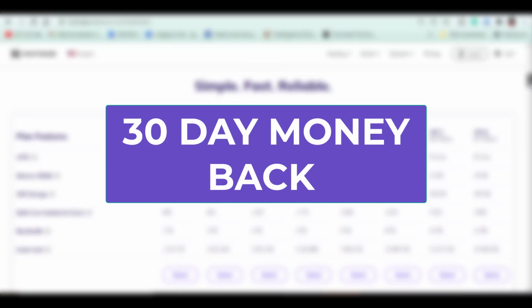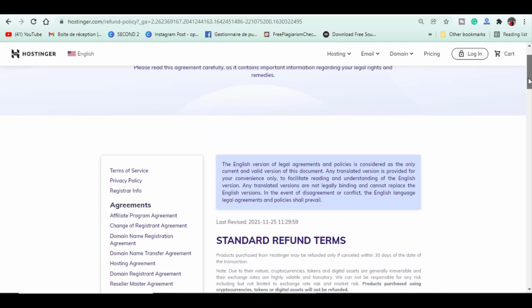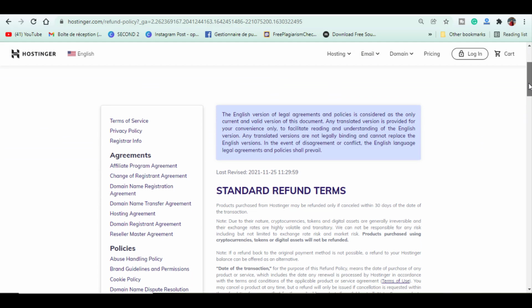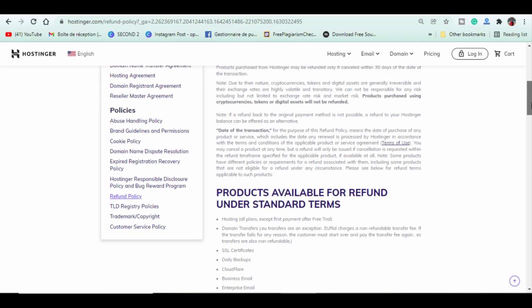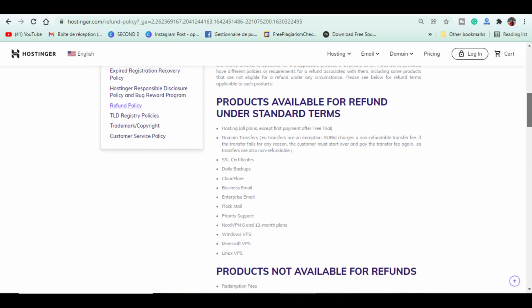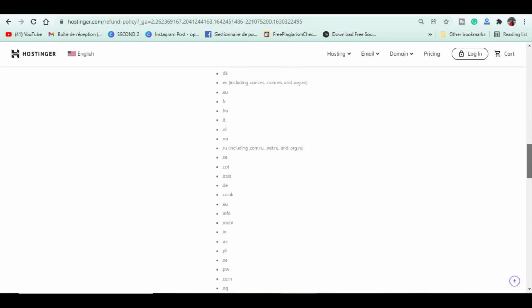Money back guarantee. Not happy with your Hostinger purchase? No problem. You have 30 days to try it out and get your money back if your experience is not at all what you were hoping for. However, be sure to note that redemption fees, domain name renewals, and privacy protection are the only things not part of the 30 day money back guarantee. So keep that in the back of your head.